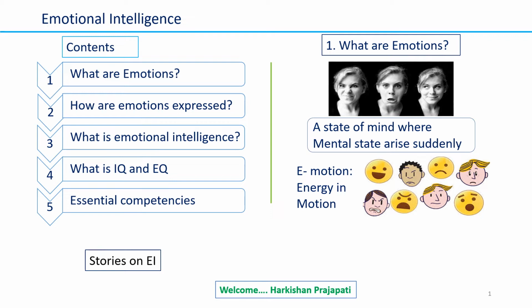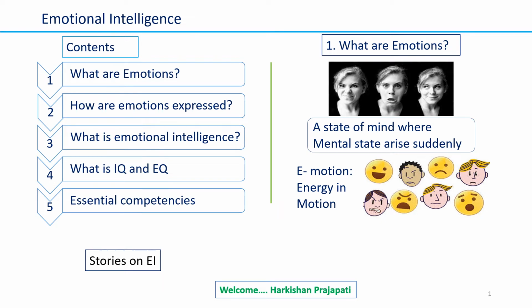Now here are the contents. What are emotions? How are they expressed? What is EI, emotional intelligence? What is the definition of EI? What is IQ, intelligence quotient, and emotional quotient? And what competencies are required to become an emotionally intelligent person? So let us start with the first: what are emotions?